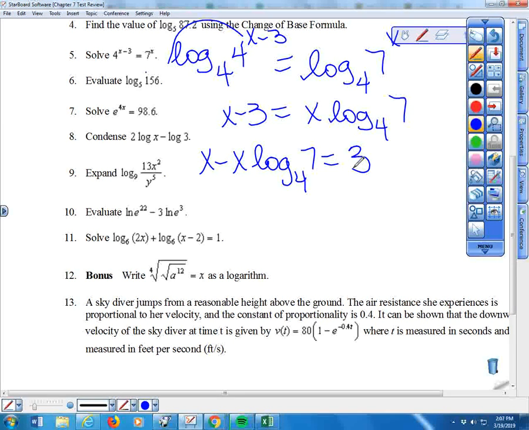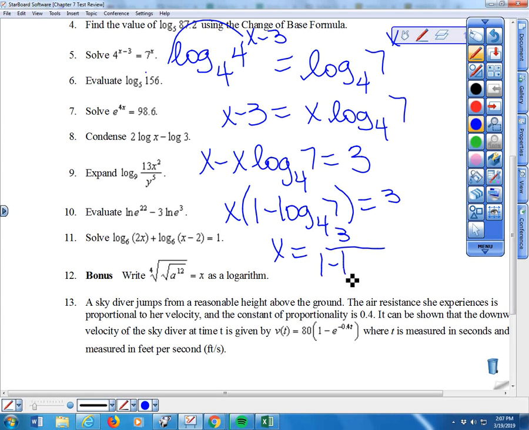Factor an x out. And then just divide. And log base 4 of 7 is just a number that I can do in the calculator. So 3 divided by, put parentheses, 1 minus, parentheses, log 7 divided by log 4. And I'll get negative 7.43 for x.